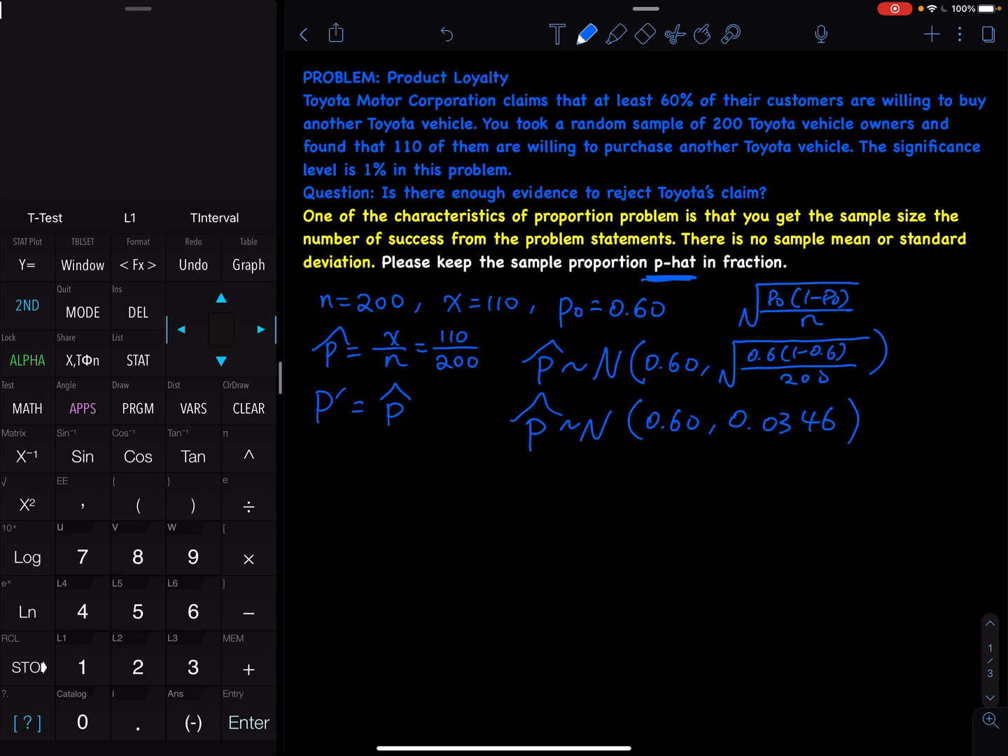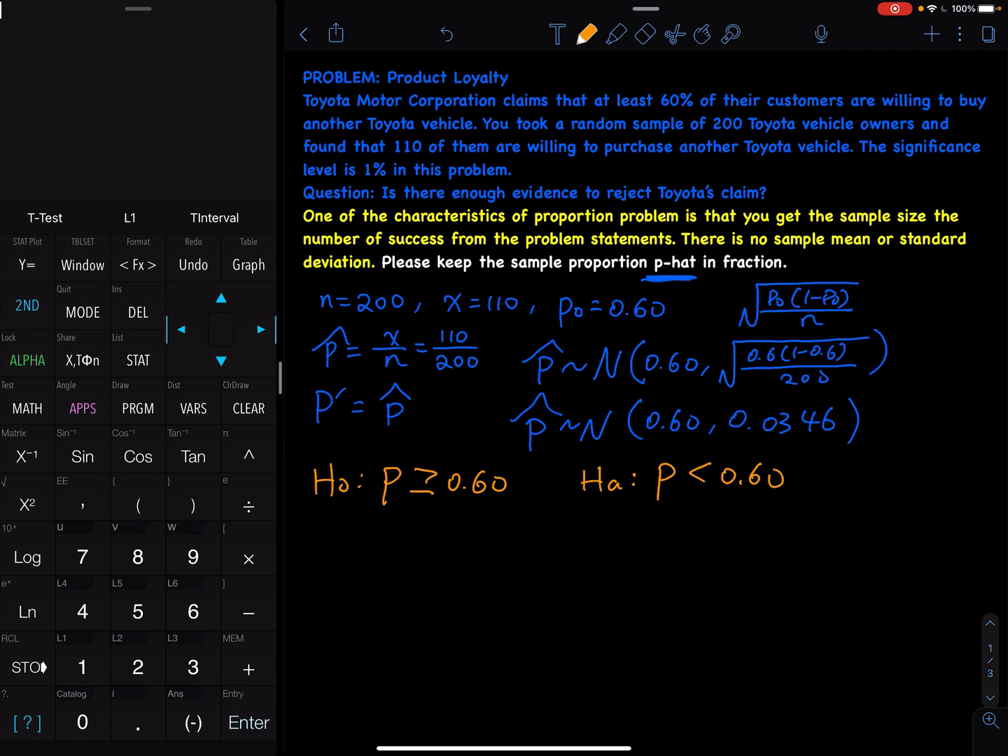So the H naught is in the first sentence, they said at least 60%. At least means 60% or above. So the true proportion P is equal to 0.60. Oh, it's not equal to. It's greater than or equal to. So that will be greater than or equal to 60%, so this is 0.60. And then HA, they didn't give you a sign for HA, so we will just take the opposite. HA is P less than 0.60.